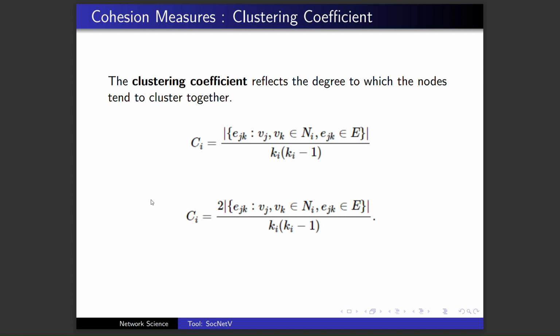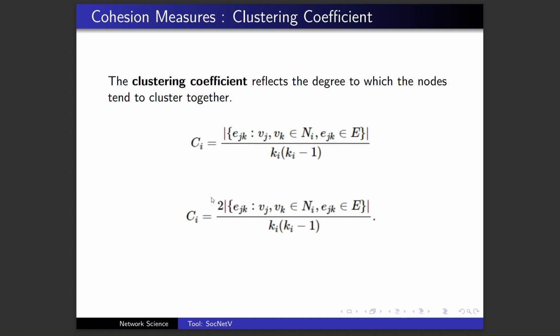Next is the clustering coefficient. Clustering coefficient reflects the degree to which the nodes tend to cluster together. The above formula is for directed networks, while the below formula is for undirected networks. The cause of the difference is that in undirected networks, if there exists an edge between i comma j, then it is equivalent. Like i comma j is the same as j comma i in undirected networks, whereas there is a difference between them in directed networks. So the two factor actually comes from there.